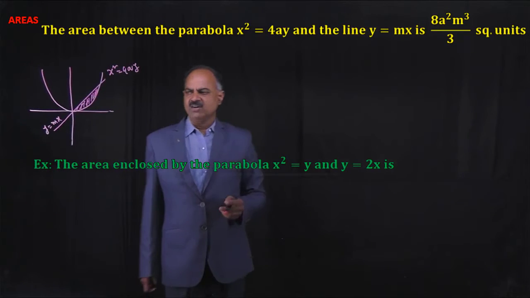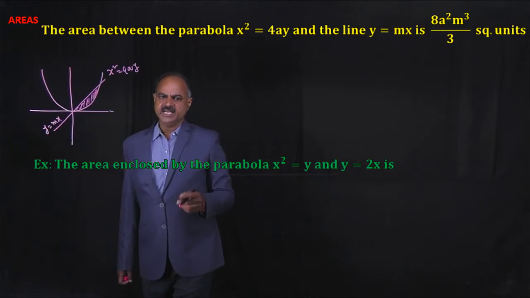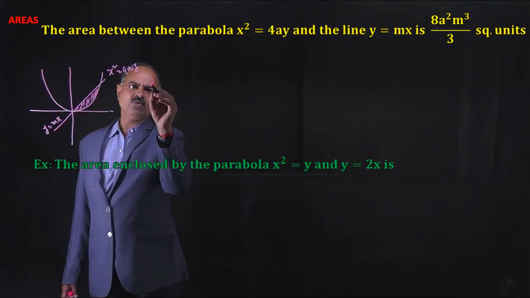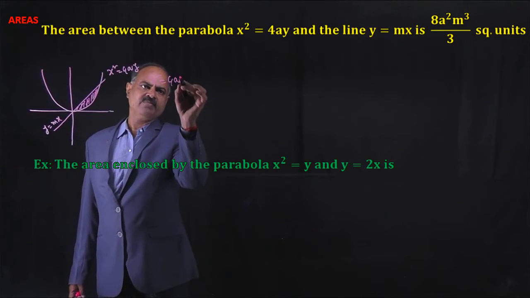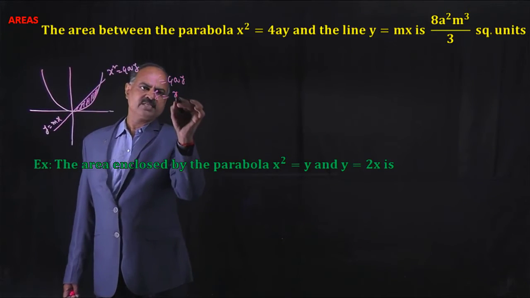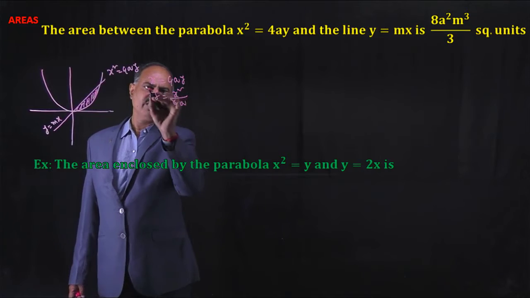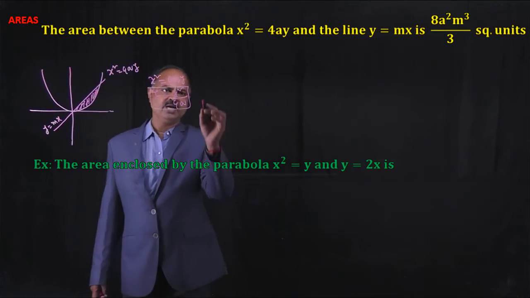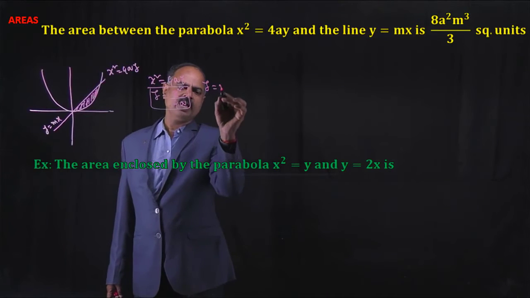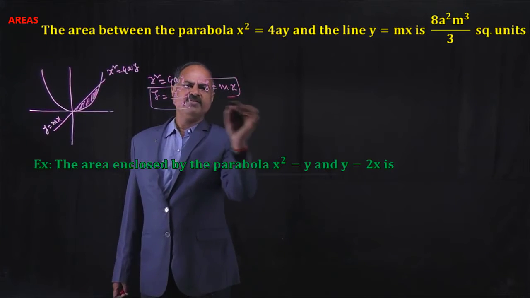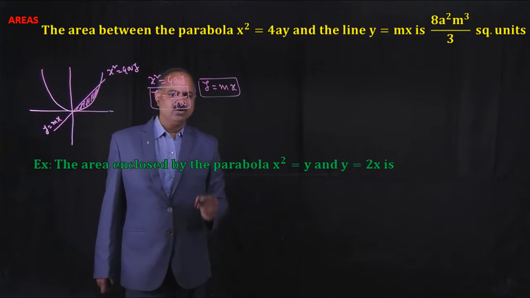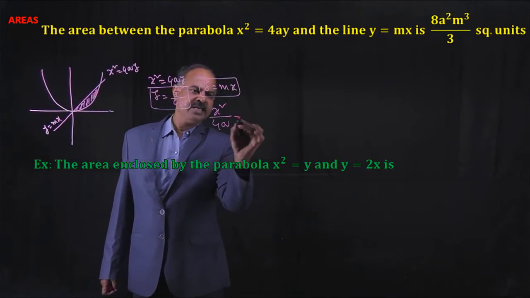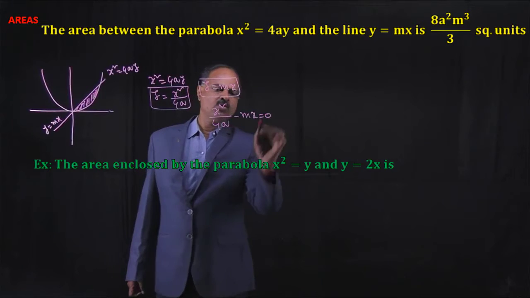By the shortcut formula, equating linear terms on both sides. Here given x square is equal to 4ay. So y is equal to x square by 4a, and y is equal to mx. So equating linear terms, that is x square by 4a minus mx equal to 0.